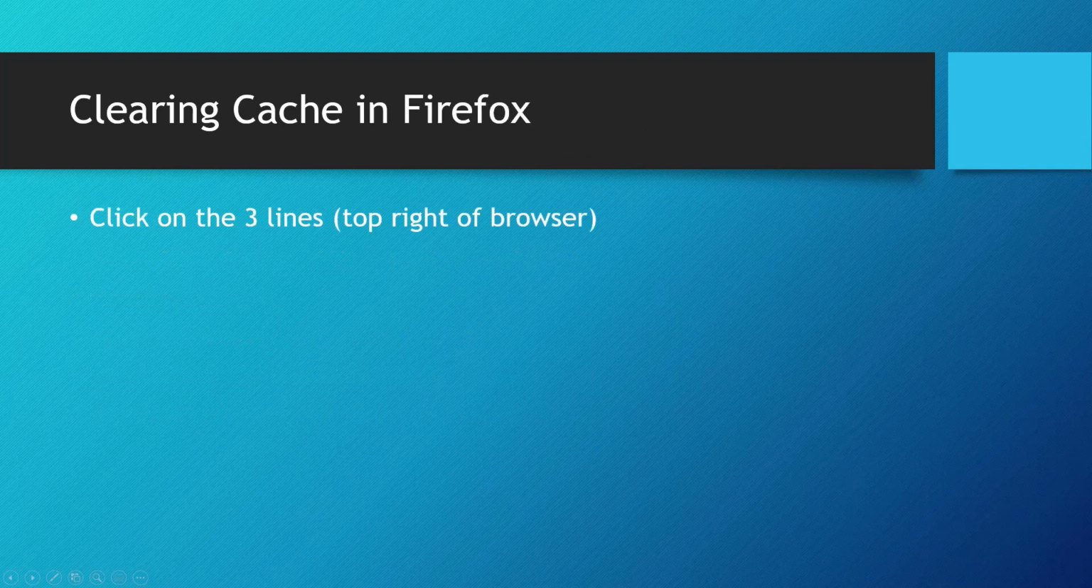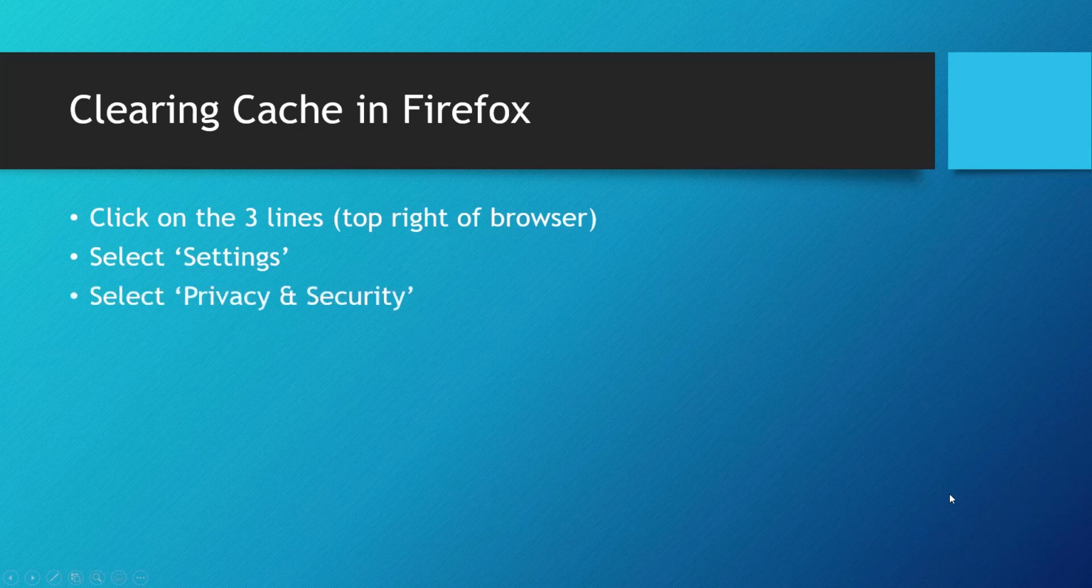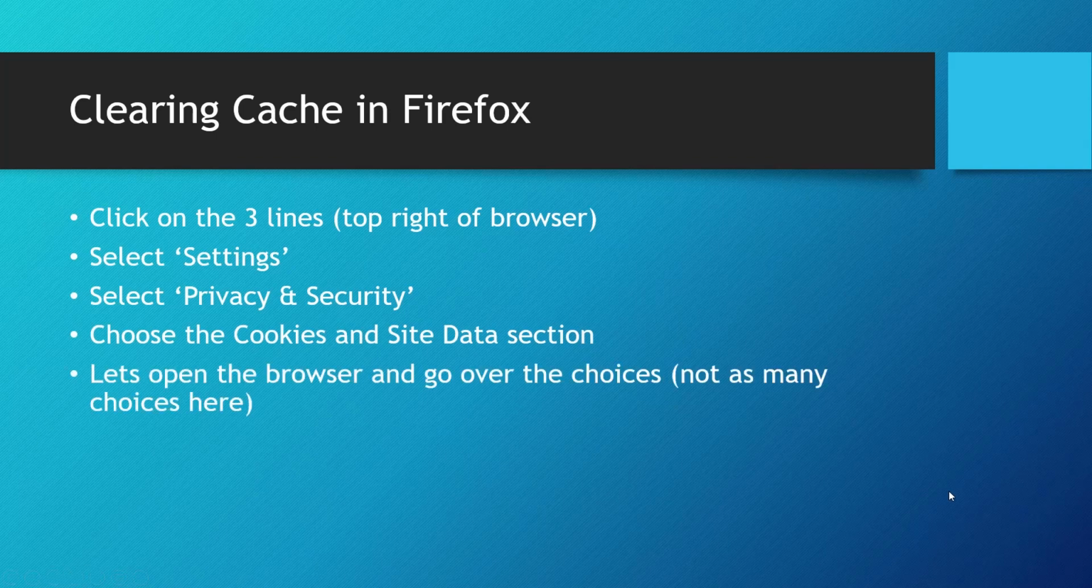So now let's do Firefox. Firefox, click on the three little lines, top right of the browser. So they all kind of kept their menu icon in the same spot, which is helpful. Select settings, privacy and security, choose cookies and site data section, and then we'll go through that one.